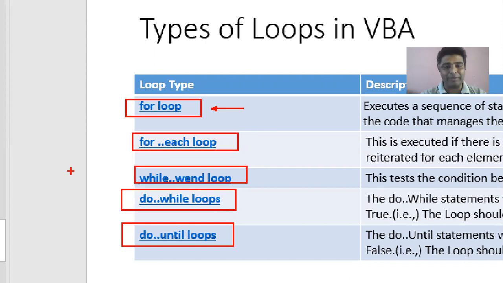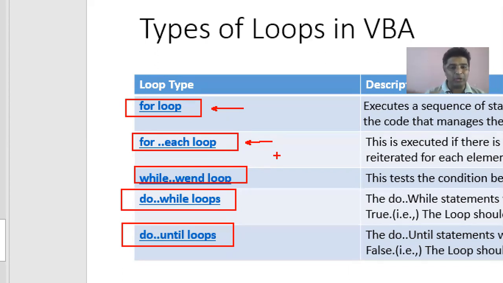Then we also have something called the for each loop. This is mainly used when you're working with arrays. Generally, when you're working with an array, you define the size. We always define the upper limit, telling that the array can store this many elements. But whatever you have defined, you might store only a few of those values.